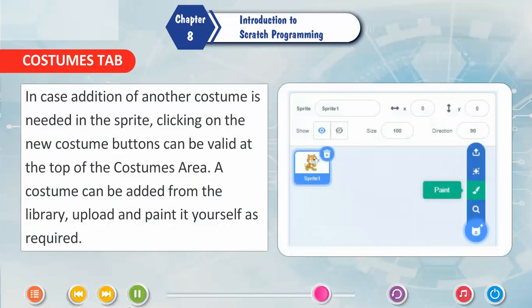In case the addition of another costume is needed for the sprite, clicking on the new costume button at the top of the costume area can be used. A costume can be added from the library, uploaded, or painted yourself as required.